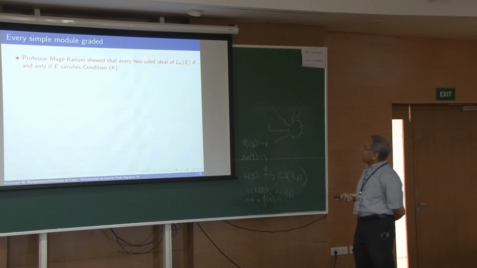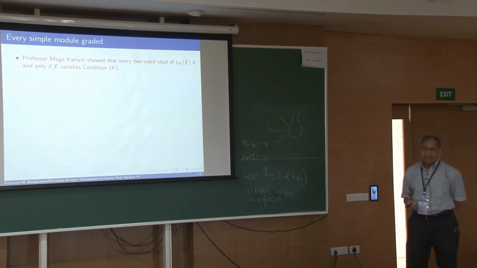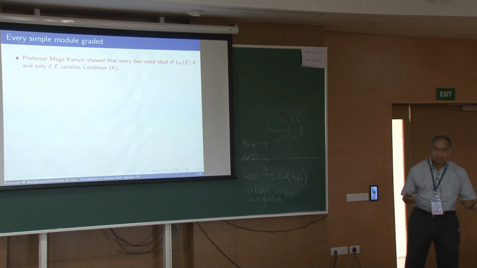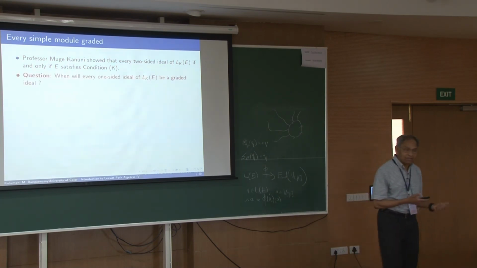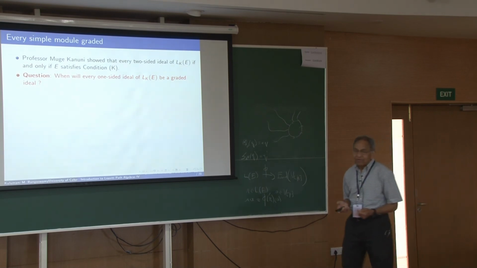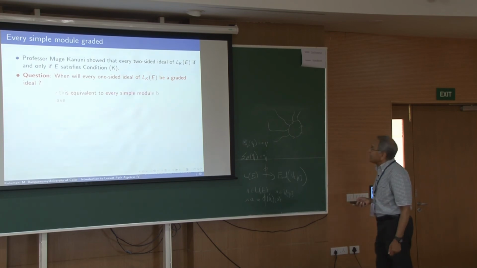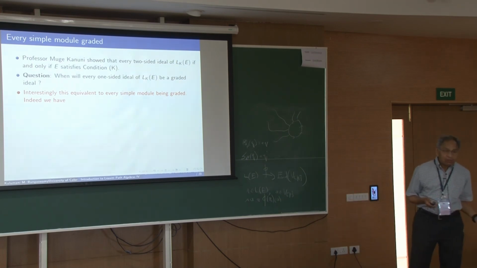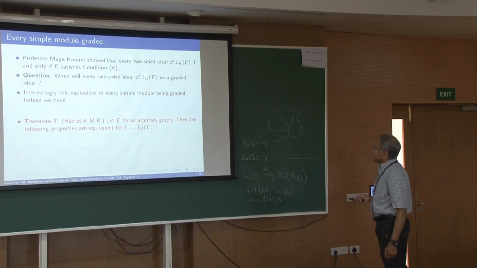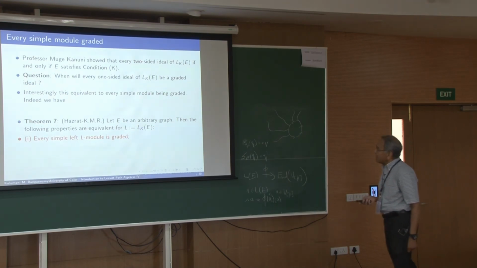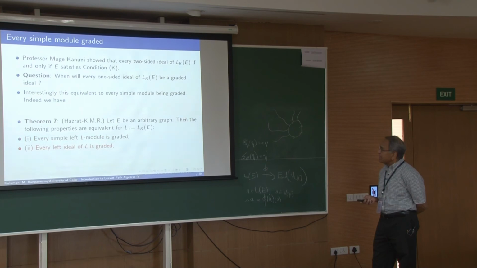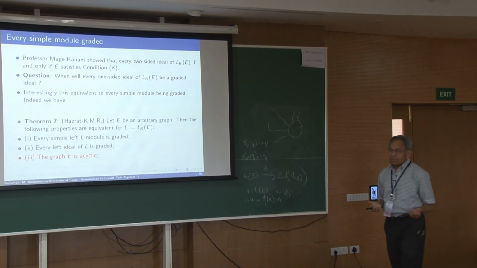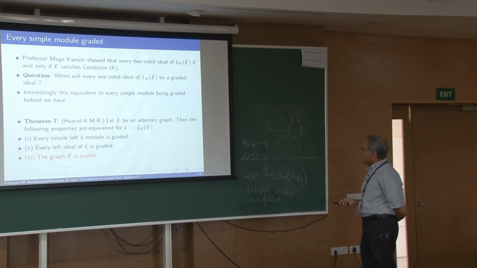Mugekulun yesterday showed that every two-sided ideal is graded in a Leavitt path algebra if and only if Condition K holds. Since we are now looking at the one-sided thing, the natural question is, what happens if every one-sided ideal of the Leavitt path algebra is graded? Again, this can be answered here. In this case, it is also equivalent to every simple module being a graded module. This is the result: if E is an arbitrary graph, then every simple module is graded, the same thing as every left ideal is graded, if and only if the graph has no cycles with exits. Again, that's a nice interesting property from the same graph.